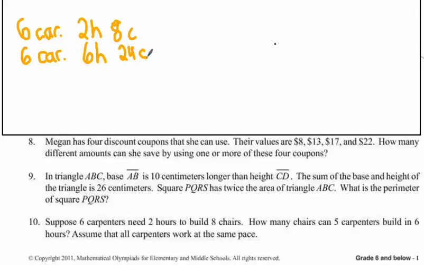And so then, since it's asking for 5 carpenters, what I did is I found how many chairs 1 carpenter can build in 6 hours. And so you would write the ratio 6 carpenters over 24 chairs, which is also equal to 1 carpenter over 4 chairs. And so that means that 1 carpenter can build 4 chairs in 6 hours.